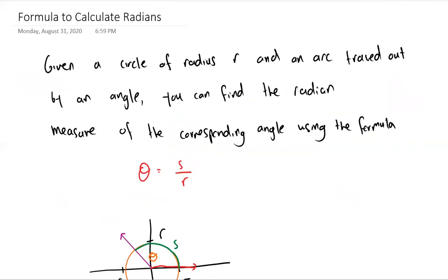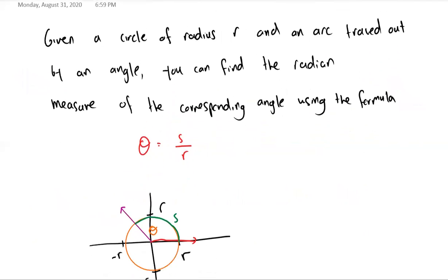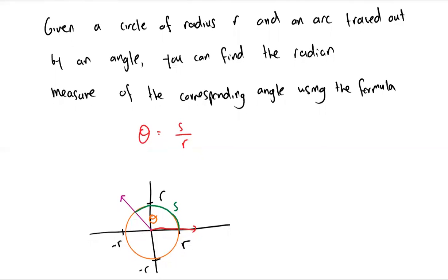Now, there is a formula to calculate radians, and it's a very nice formula. It's one that we're going to be using for the rest of the semester, basically, while we're talking about angles. And when we're working with trig functions, we'll mostly be working with radians. So given a circle of radius r, and an arc traced out by an angle, you can look at this picture while I'm reading this. You can find the radian measure of the corresponding angle using the following formula. Specifically, this only works if theta is in radians. This doesn't work if theta is in degrees.